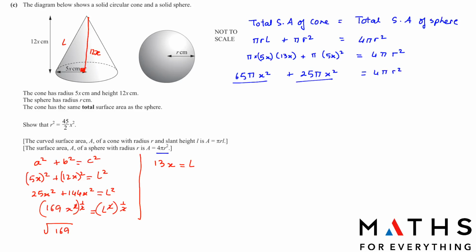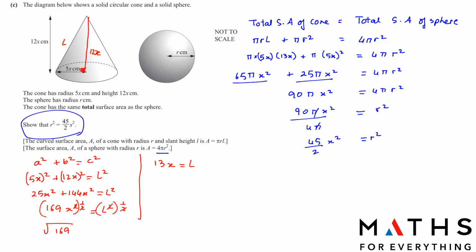As they are like terms, we can add them together. We'll get 90 pi x square. When we shift the 4 pi to the other side, we want to have the r square alone, right? The pi will get cancelled and this will give us 45 over 2 x square. And that is equal to our r square. We showed that.